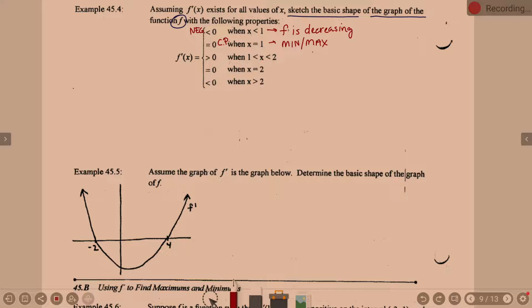Next one. When f prime of x is greater than 0, so greater than 0 is a fancy math way of saying positive. When my derivative is positive, what is my original graph doing? It's going to be increasing. So when we draw our graph, it's going to be increasing from the x values from 1 to 2.